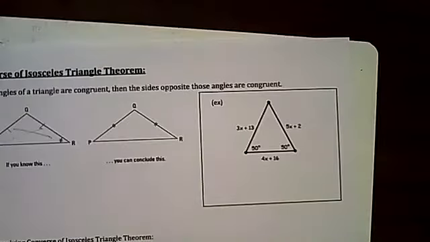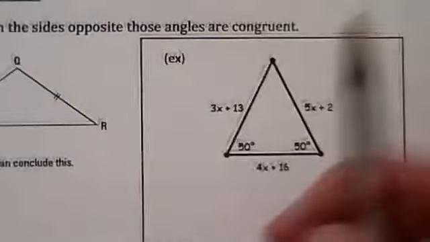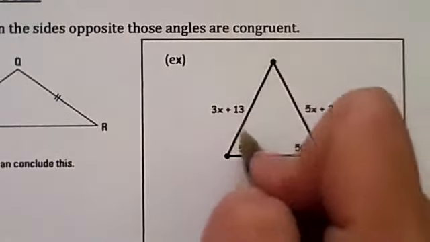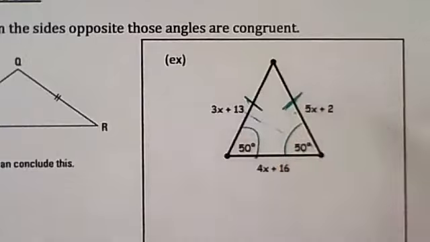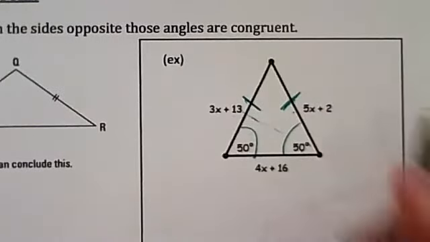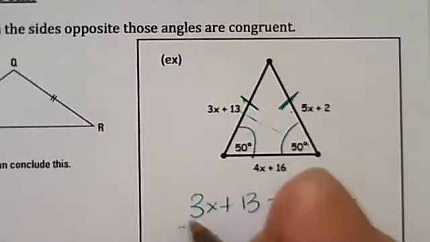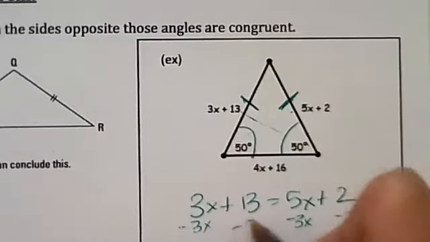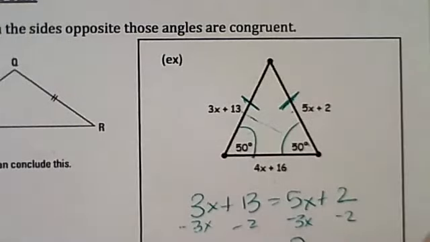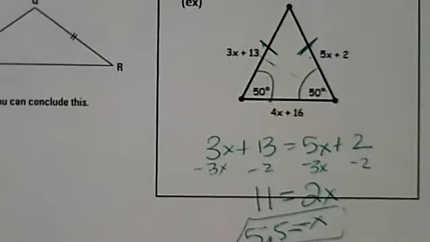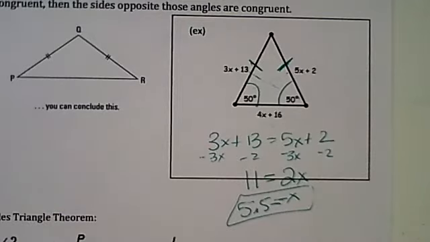I also gave a more algebraic type example for this before we do the proof. So see how we're given that 50 and 50, those are congruent. So that means those are the base angles of this isosceles triangle, and it's the sides opposite them that are congruent, so this and this. So then we don't need this 4x plus 16. In this example, we would just do 3x plus 13 equals 5x plus 2, and then you would solve. So if you subtract 3x, and then subtract 2, that's 11 equals 2x, and then x is 5.5. So when you have to do ones with algebra or just with angle measures, just figure out if you're given two angles that are the same, figure out which two sides are the same, and then solve.